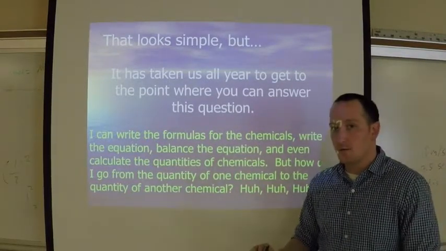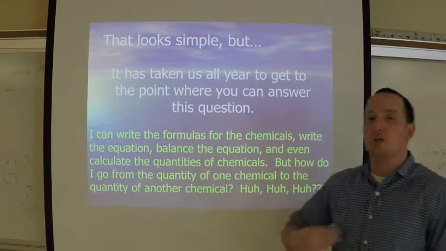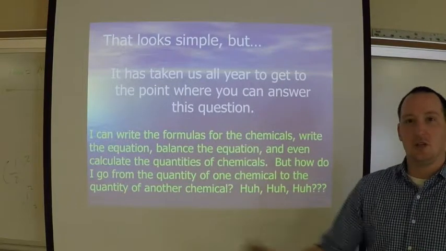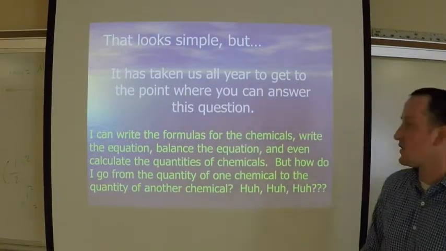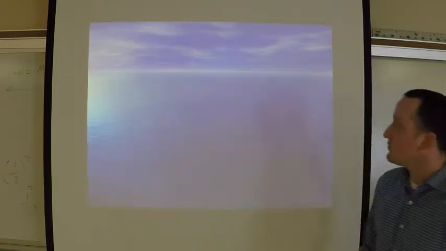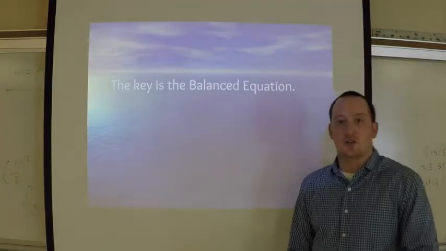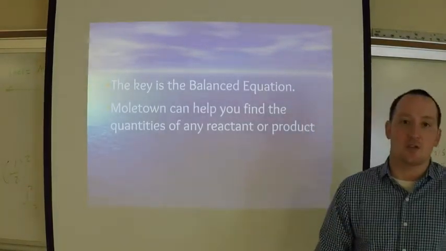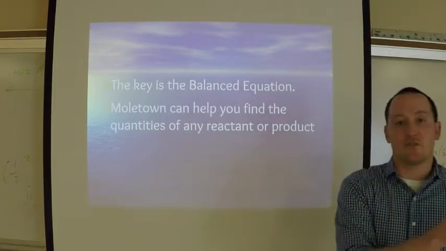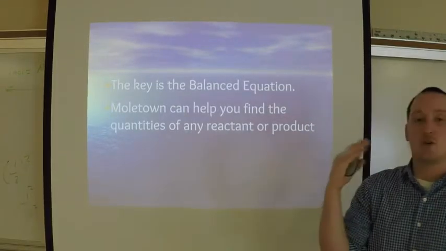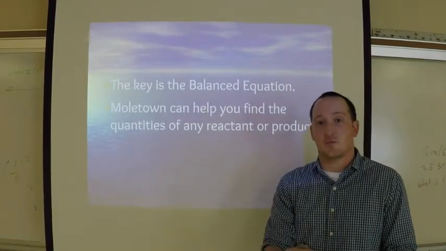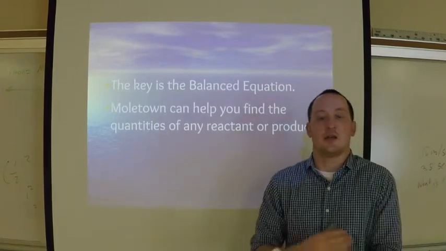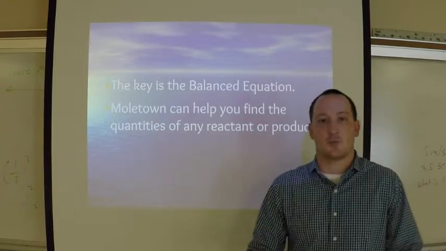But the difficulty, the thing that you might be struggling with is, how do I change grams of one substance to grams of another substance? What's that conversion? We've been talking about conversions. So how do you make that conversion? The key to that conversion is having the balanced equation. Now, I call that Moletown, because a balanced equation gives us the mole amounts of each substance. That's how you can find the quantities of reactants and products, is you have to change to moles. That is something that you should ingrain in your mind. Anytime you're doing stoichiometry, you have to change to moles.